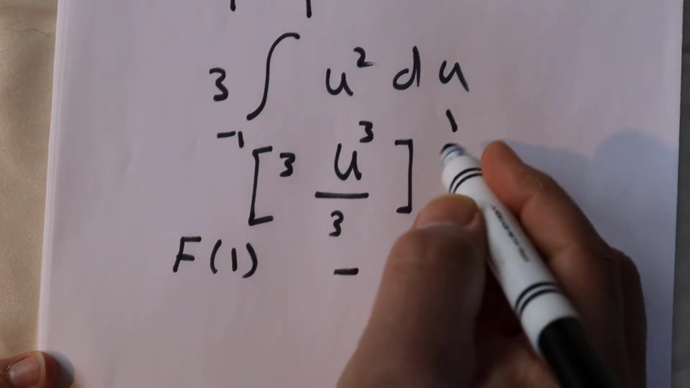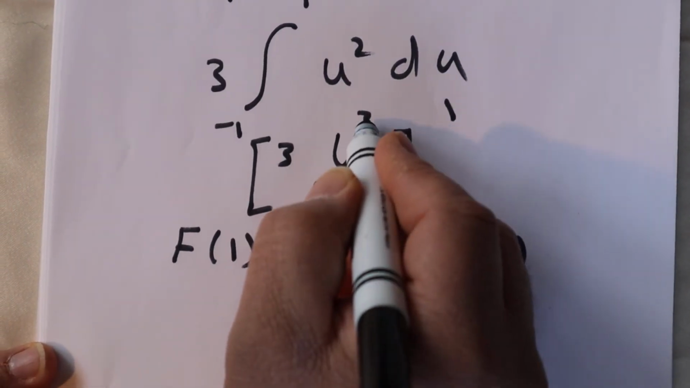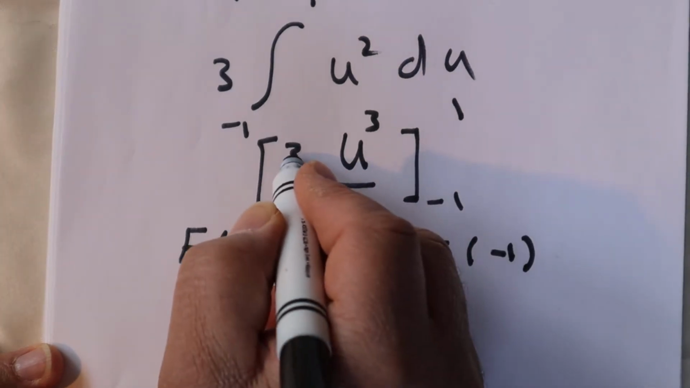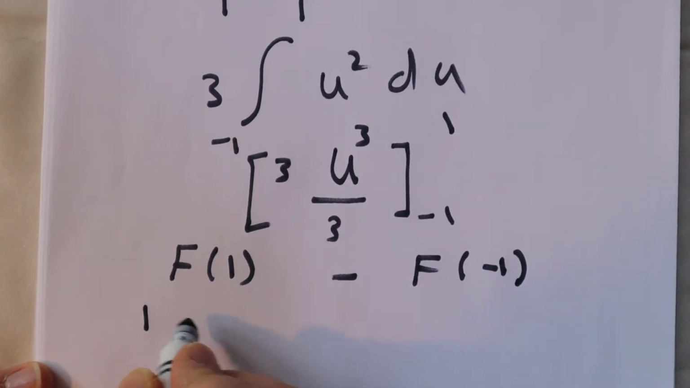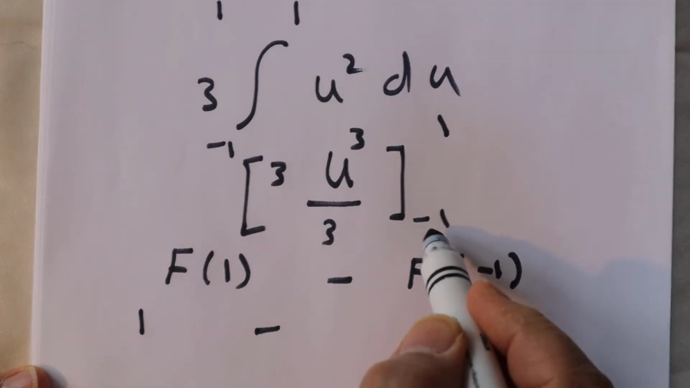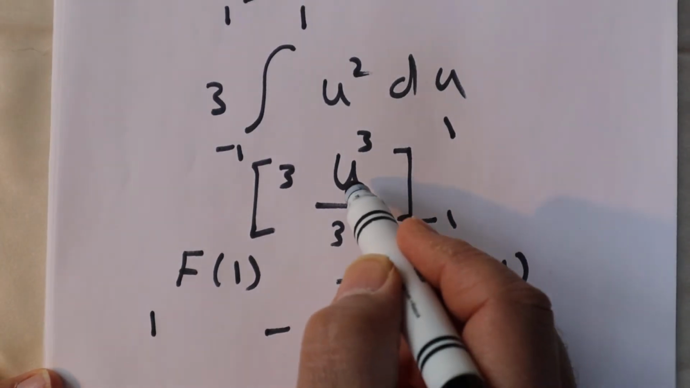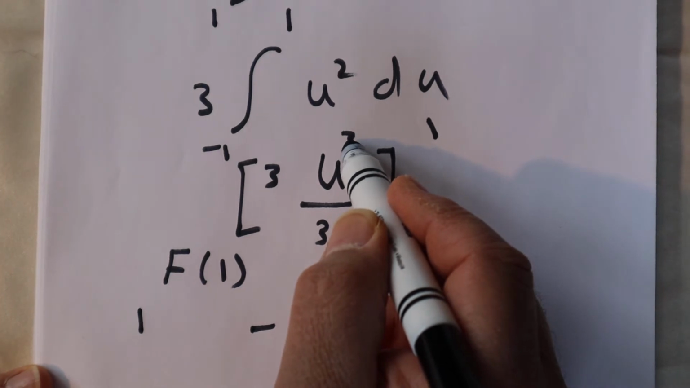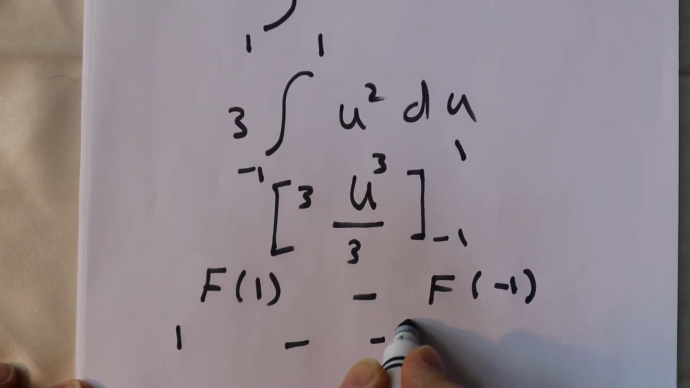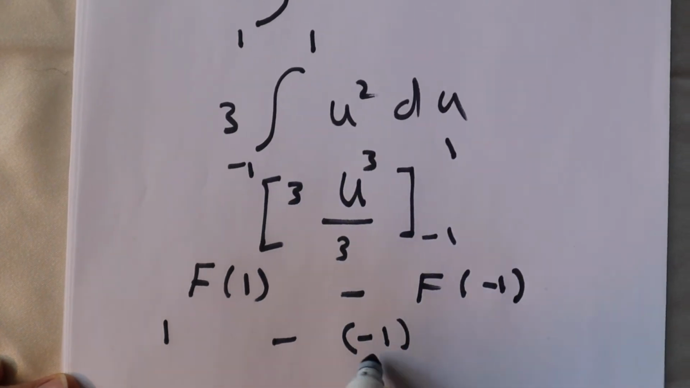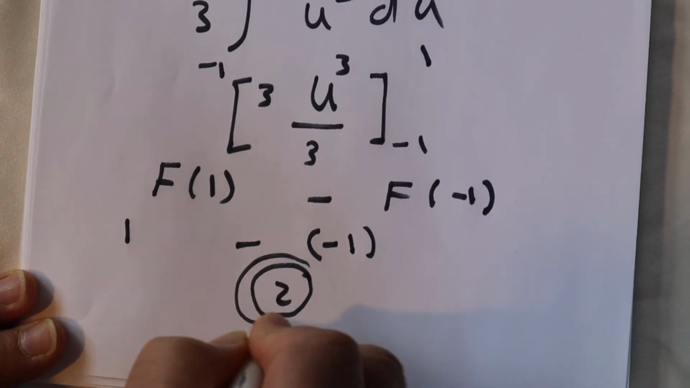For f of 1, you plug in 1. 1 to the third is 1, and 3 cancels 3, so it will be 1. Minus, you substitute negative 1. Negative 1 to the third is negative 1, and 3 cancels 3, so it's negative 1. 1 minus negative 1 will be 2. So the answer will be 2.